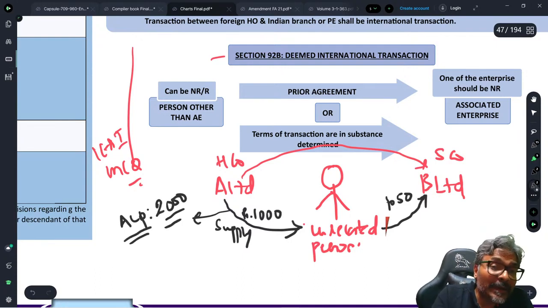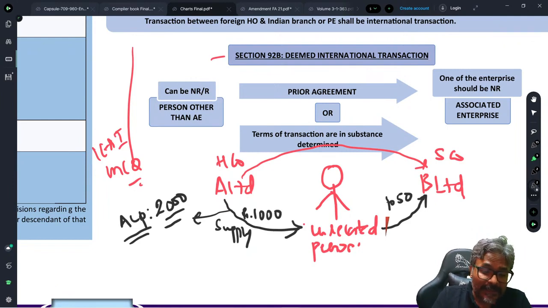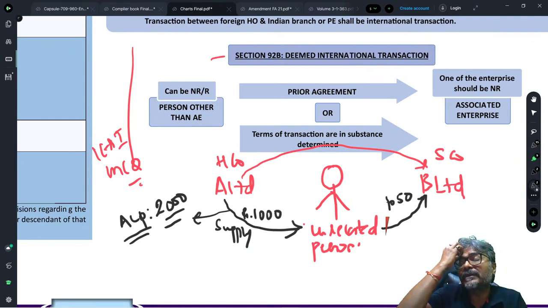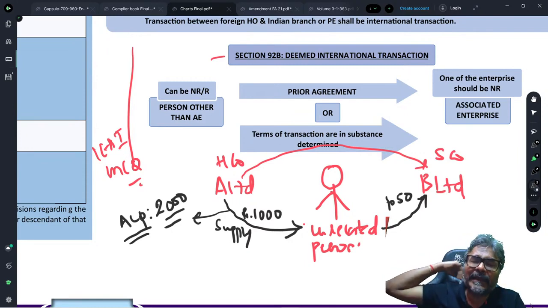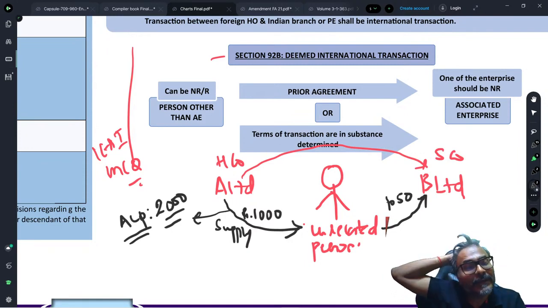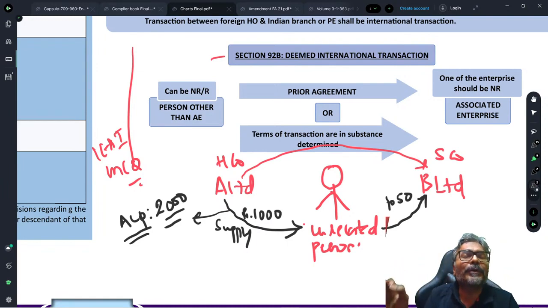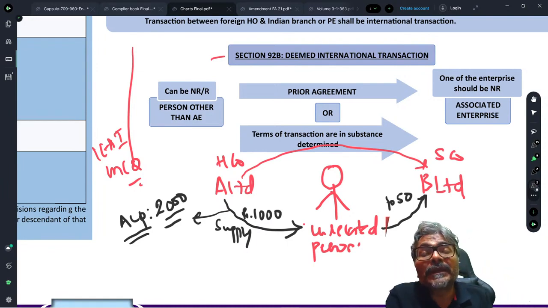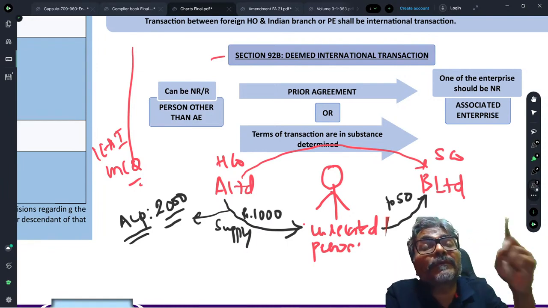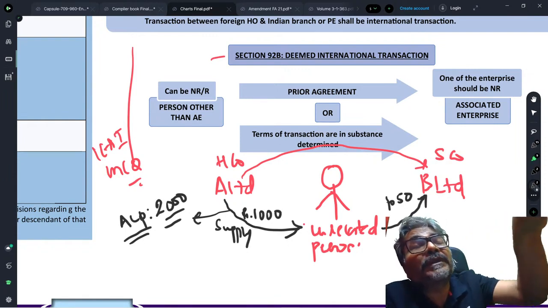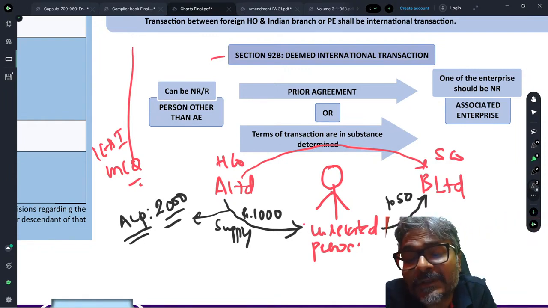Now A Limited can argue clearly, students, that the transfer pricing provision is not applicable because I am transacting with an unrelated party, isn't it? So how can this transaction be subject to the transfer pricing provision? 92B gives you the answer.